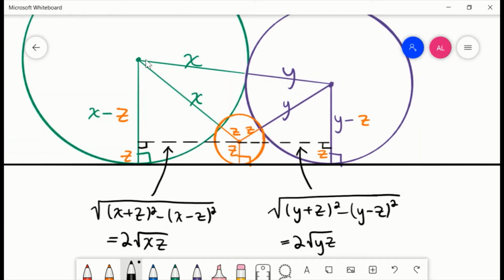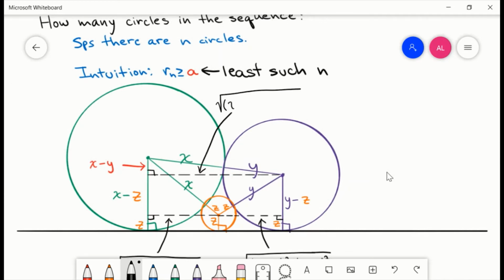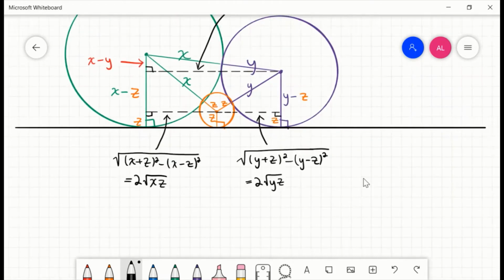Now we can do the same exact thing for this one right here. We can also draw this altitude. This side is of length x minus y, because this side is y, this side is x, and this hypotenuse is x plus y. So we get that this new long dashed line is, after some simplifications and using the Pythagorean theorem, 2 times the square root of xy. But now notice that since this resulting shape is a rectangle, this side is equal to the sum of these two sides.